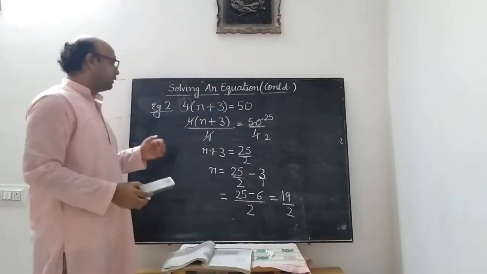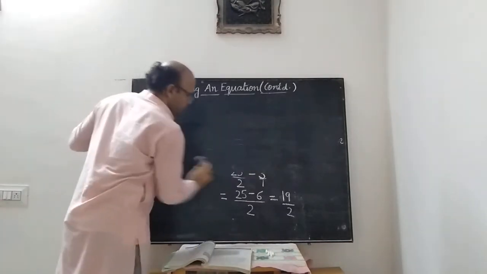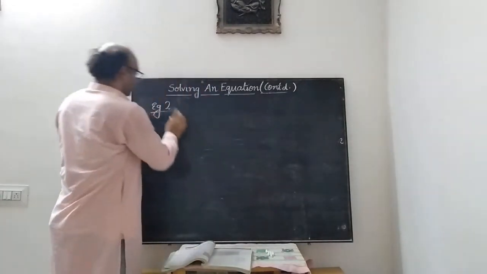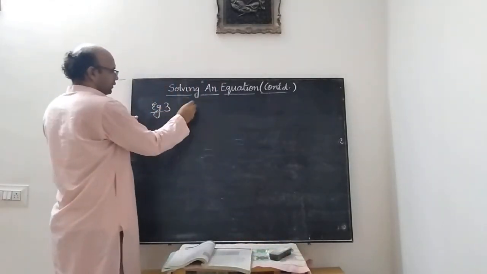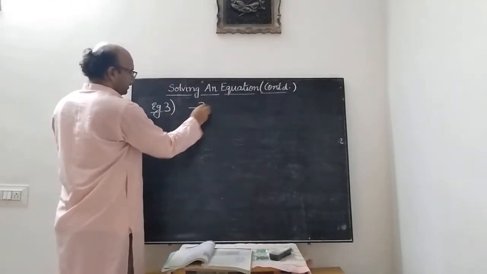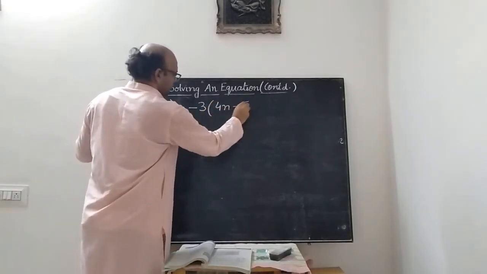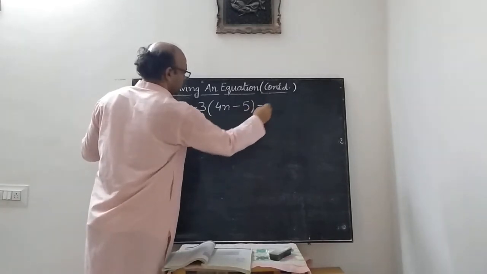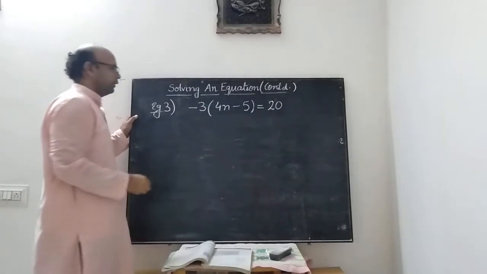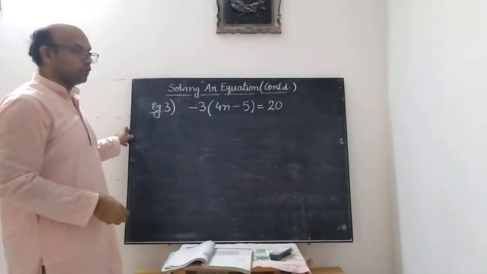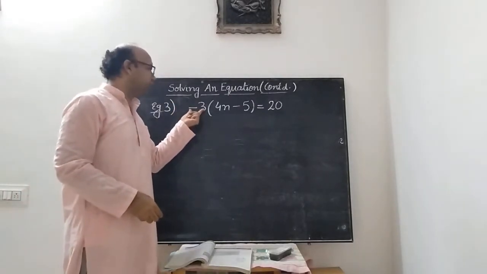Now we just take another example. You have, suppose say, minus 3 multiplied by 4n minus 5 is equal to, say, 20. So now, first of all, we remove this number.